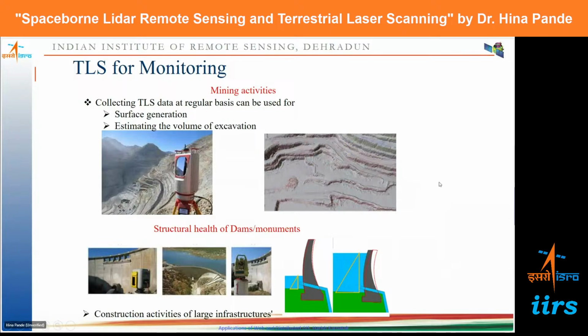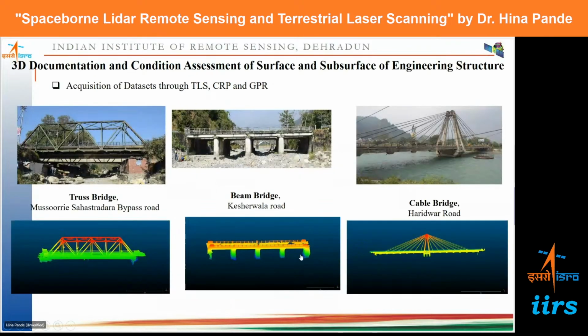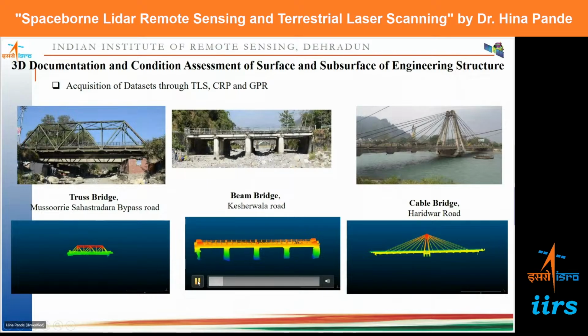Laser scans can also be used for monitoring structural health of engineering structures like dams, bridges, and heritage monuments, of course. So this was one study that was done for heritage bridge condition assessment and 3D documentation of engineering structures. The structure taken here was a bridge. Different types of bridges were covered, along with TLS data. So this is a 3D model of the different kinds of bridges made with the help of a terrestrial laser scanner.